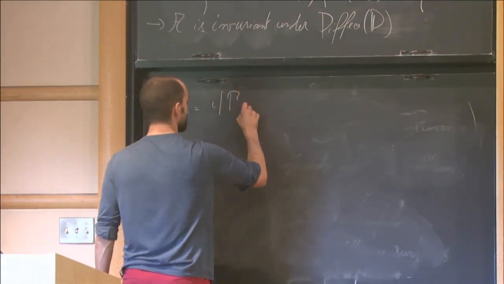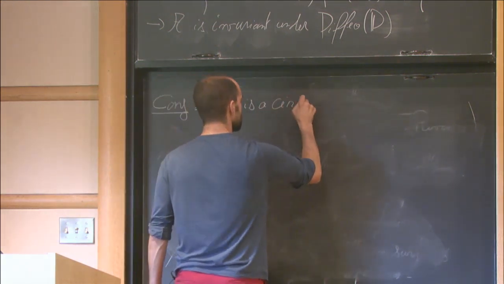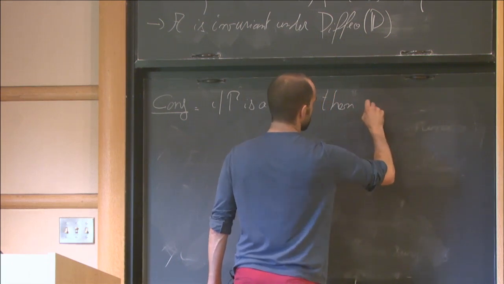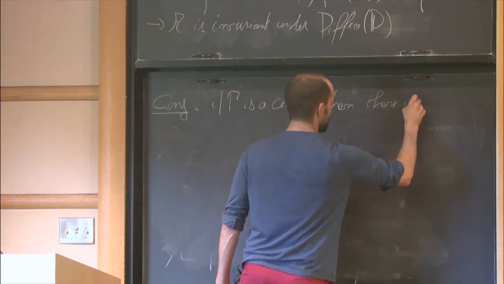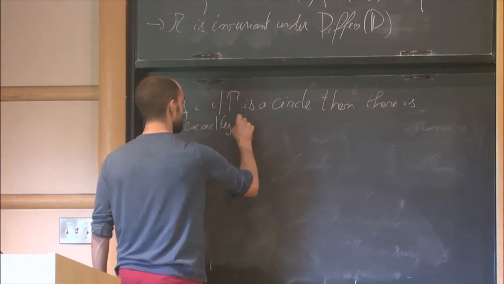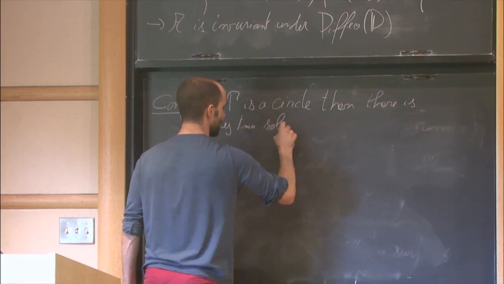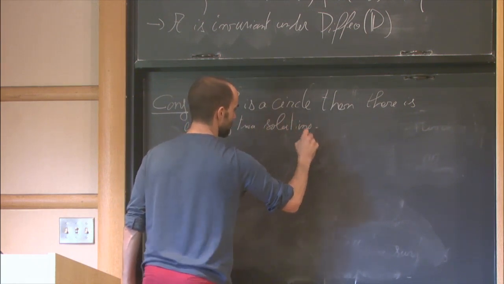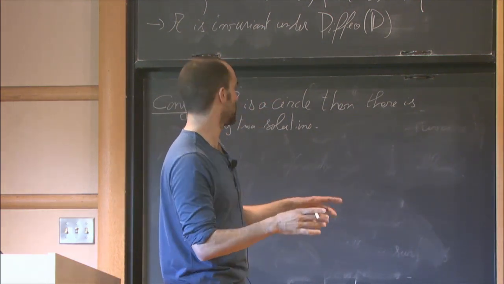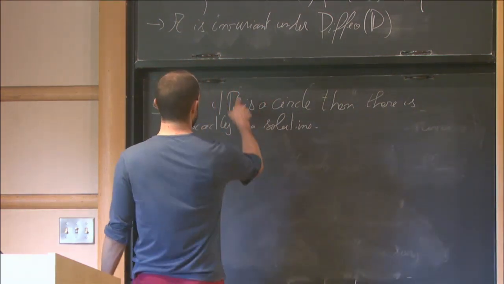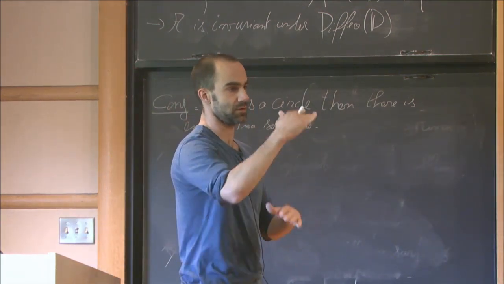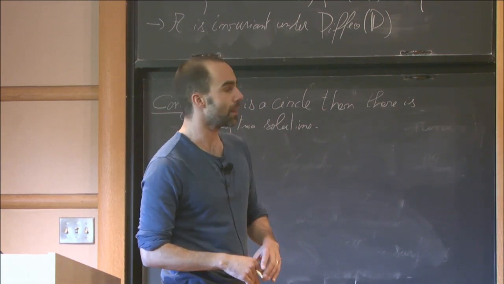If gamma is a circle, then there are exactly two solutions, which are the small and the big spherical cap bounded by this circle, if of course the norm of gamma is strictly smaller than 1; else you have exactly one, because it's symmetric with respect to the equator.